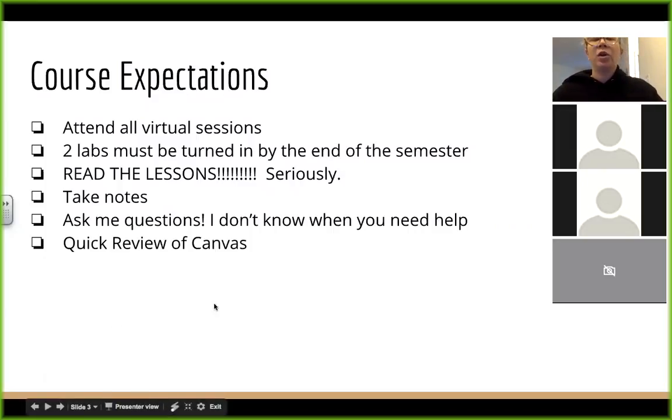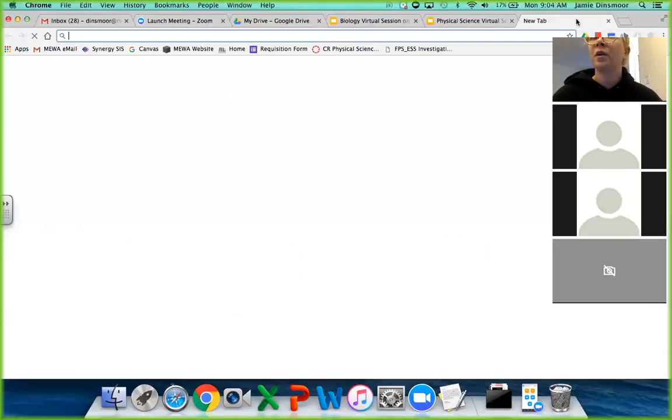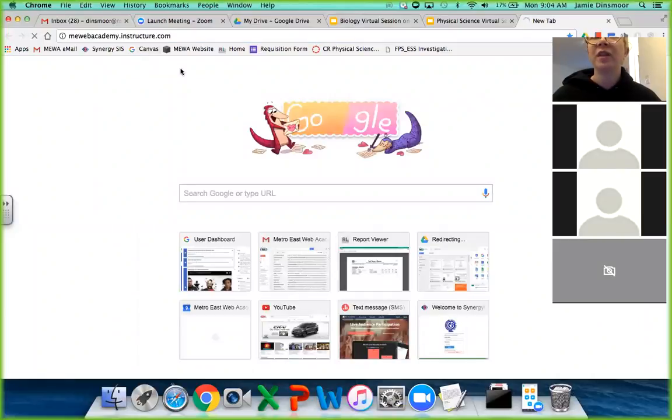All right, and then we're gonna look at Canvas really quickly here. So, did I close Canvas? That's weird. Always have Canvas tabs open.